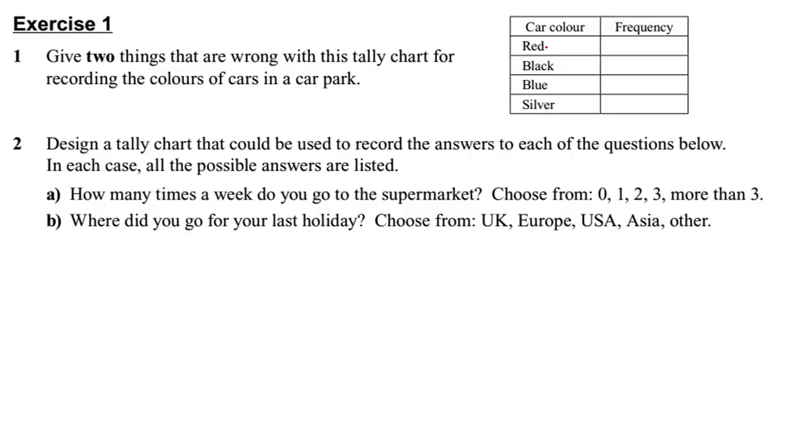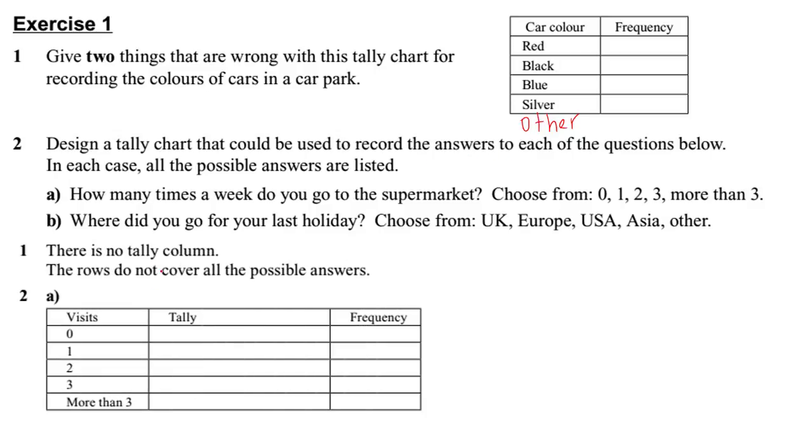So this column should carry on a little bit more with more colors in there. Or what you could do is just add the word other, which means other colors. So if you look at number 1, there is no tally column, and the rows do not cover all the possible answers. So for the rows here, the red, the black, the blue, the silver, we want more rows for other possible answers.